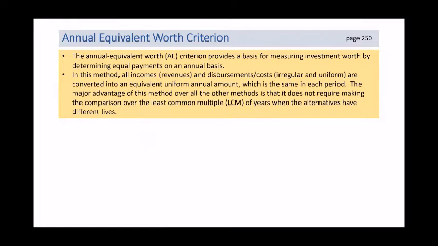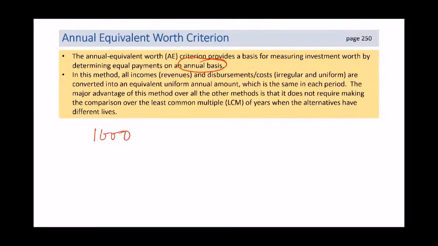Okay? If PW and FW are measures of profitability, that is the total profit of the project based on the investment is PW, based on the project balance at the end of its life, that is FW. Then AE is also a measure of profitability on an annual basis. Okay, take note. AE is a measure of profitability on an annual basis. So, annual basis. Now, in this method, all incomes or revenues and disbursements or costs are converted into equivalent uniform annual worth.